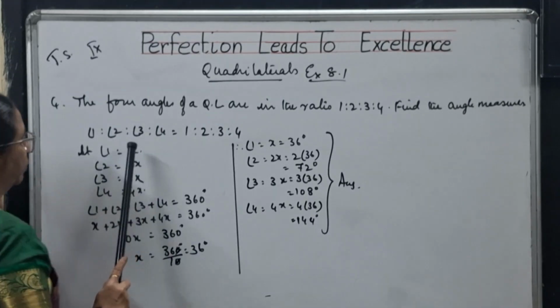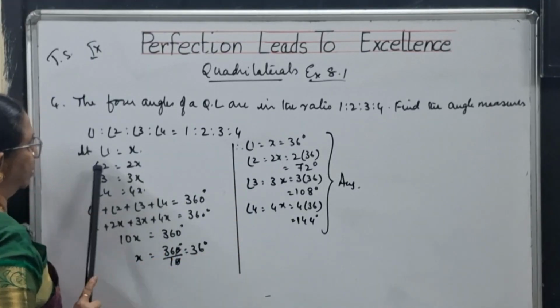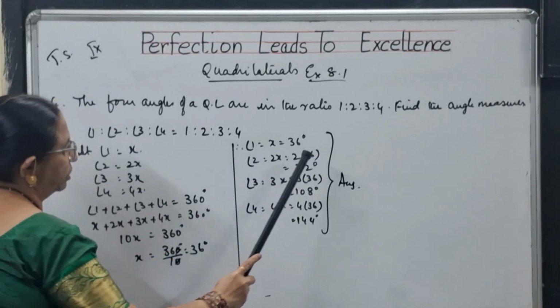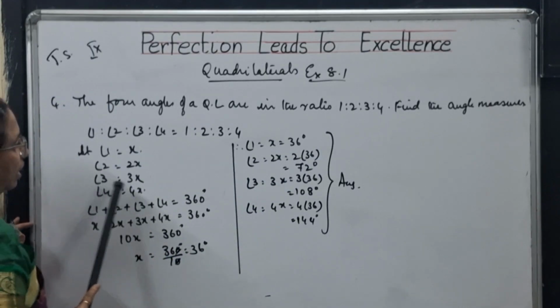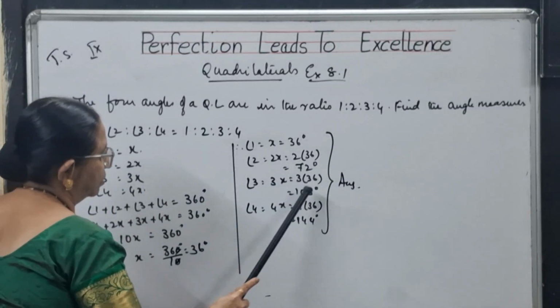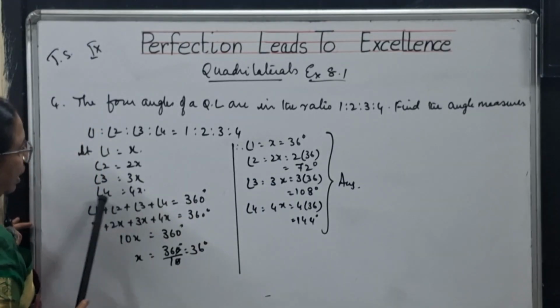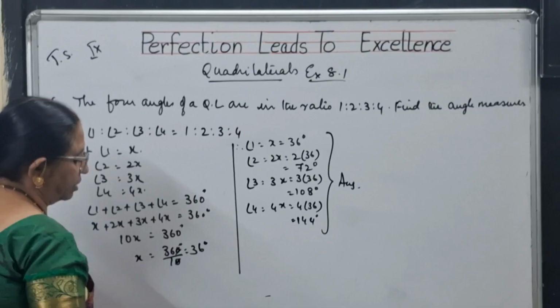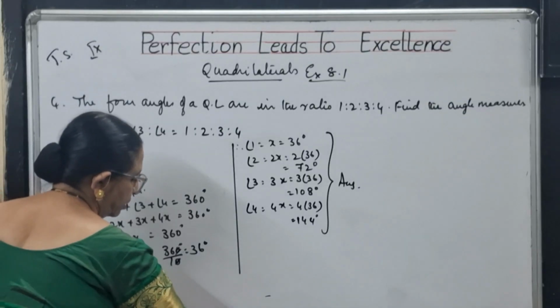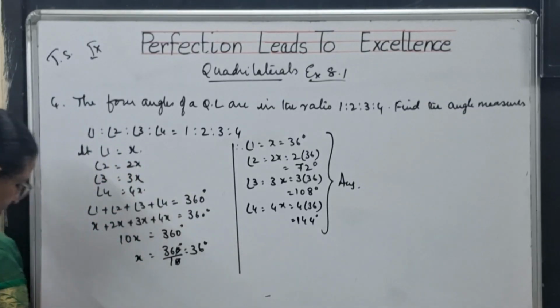So angle 1 is 1x, only x, 36 degrees. Angle 2 is 2x, 2 into 36, 72 degrees. Angle 3 is 3x, 3 into 36, 108 degrees. Angle 4 is 4x, 4 into 36, 144 degrees, children. Please note it down.